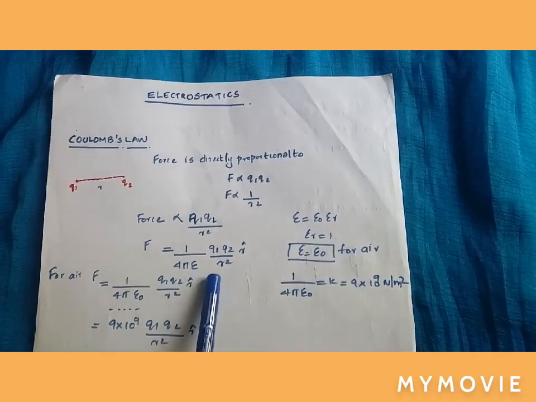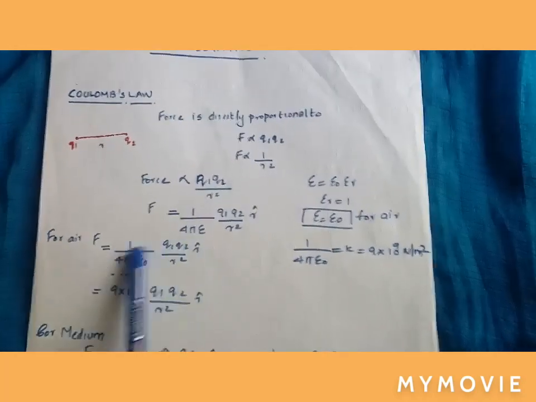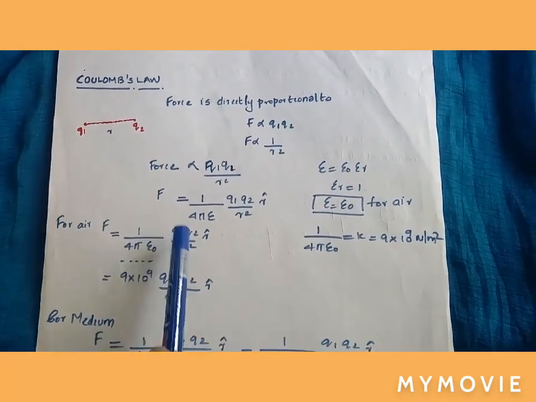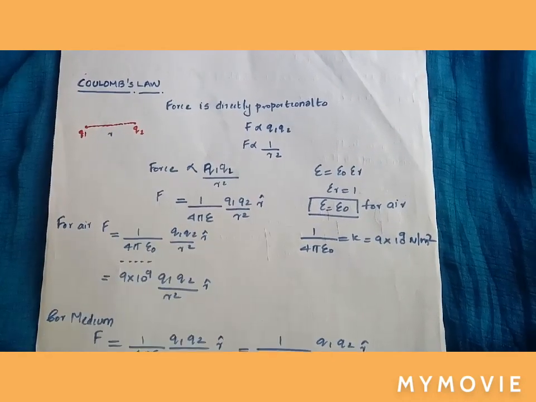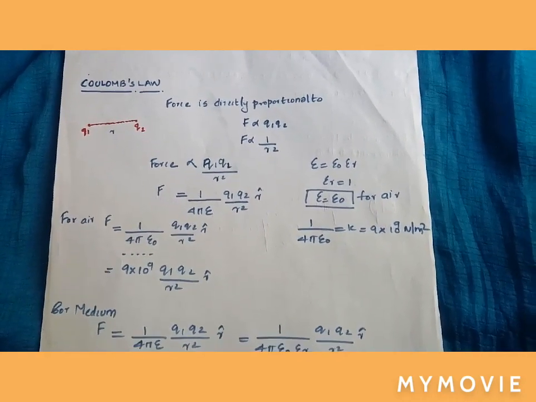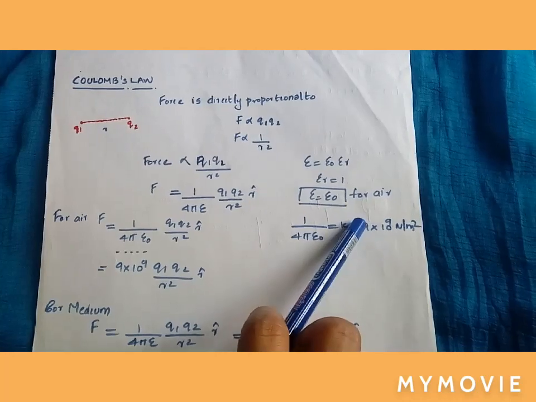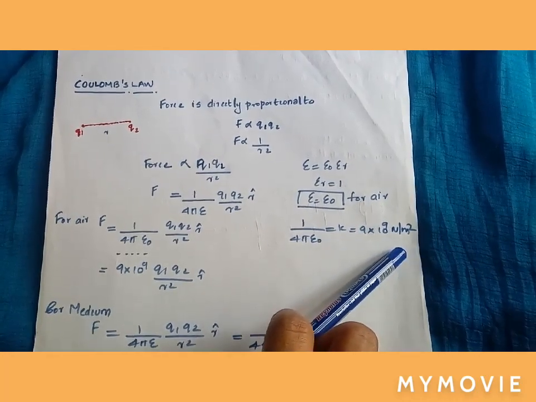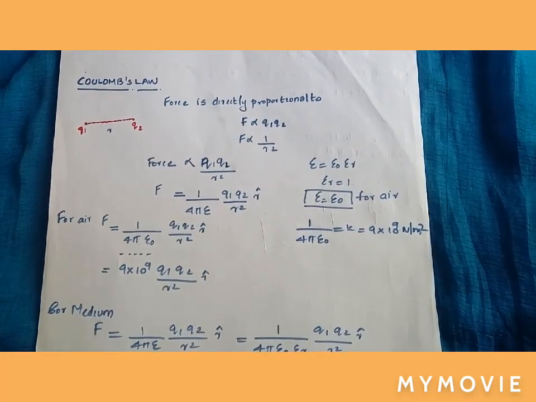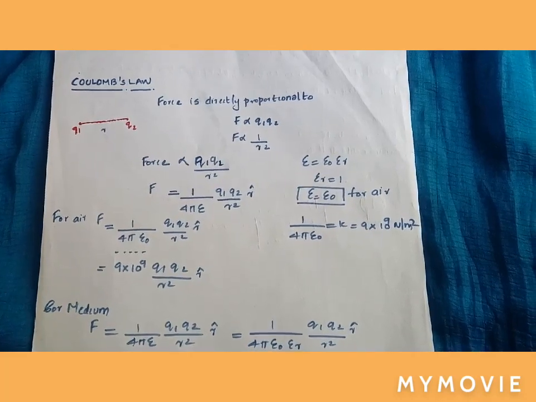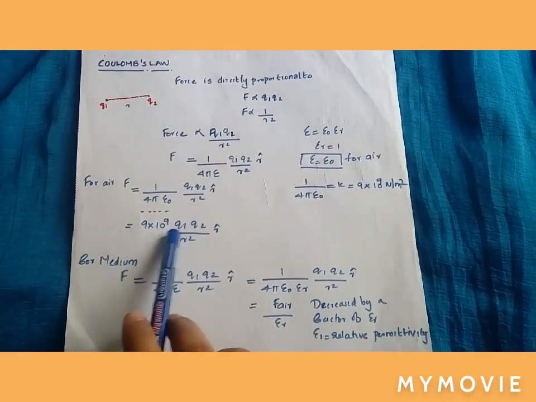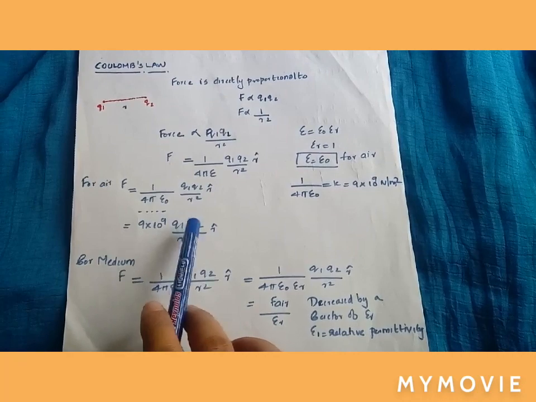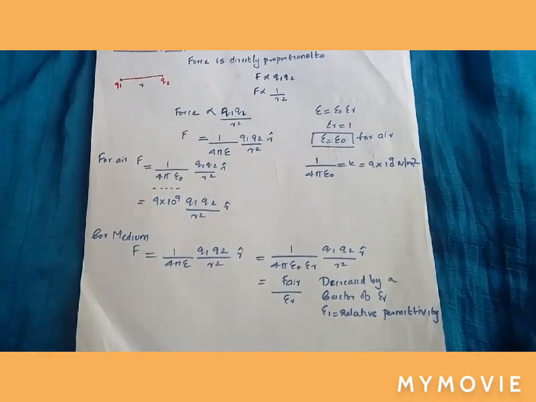So in air, force can be written as 1 by 4 pi epsilon 0 Q1 Q2 divided by R square R cap. That is K, which is equal to 9 into 10 raised to 9 Newton meter square per coulomb square. So force is equal to 9 into 10 raised to 9 Q1 Q2 divided by R square R cap.